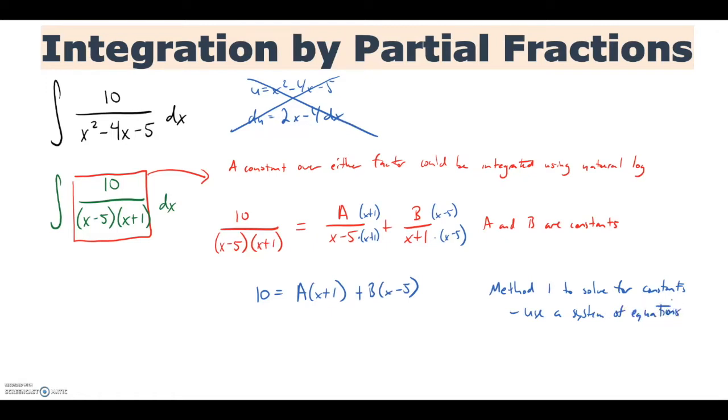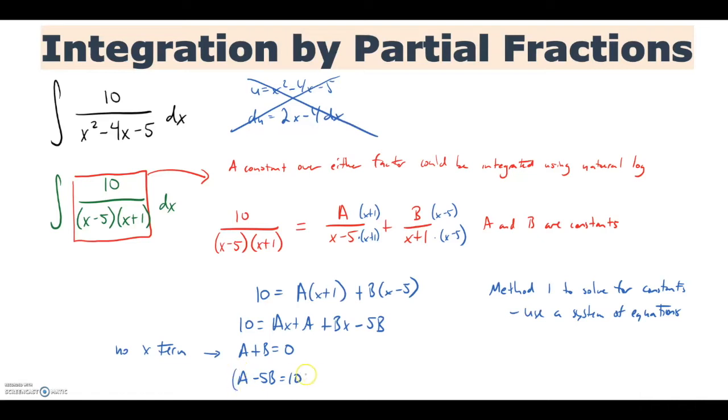So we're going to go back to our original equation, and the first thing we're going to do is distribute and get that 10 equals Ax plus A plus Bx minus 5B. And in order to set up the system of equations to find the constants, the first equation that we'll get is that A plus B must equal 0. That's because there is no x term in our original numerator; the Ax plus Bx must have canceled each other out. And our second equation will be that A minus 5B equals 10. The constants yielded the constant value of 10.